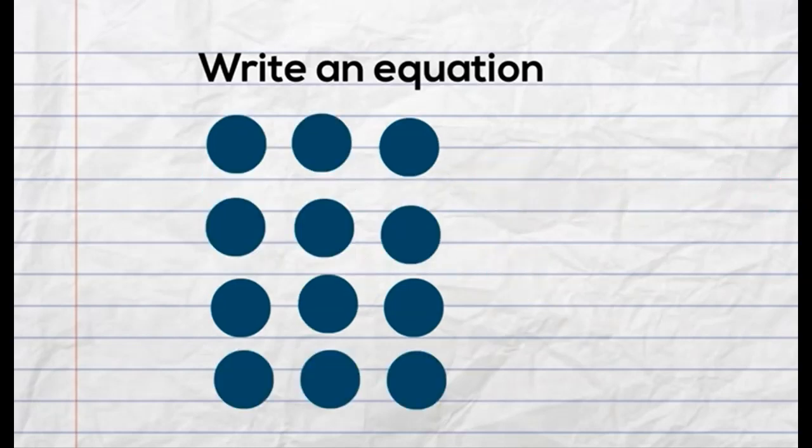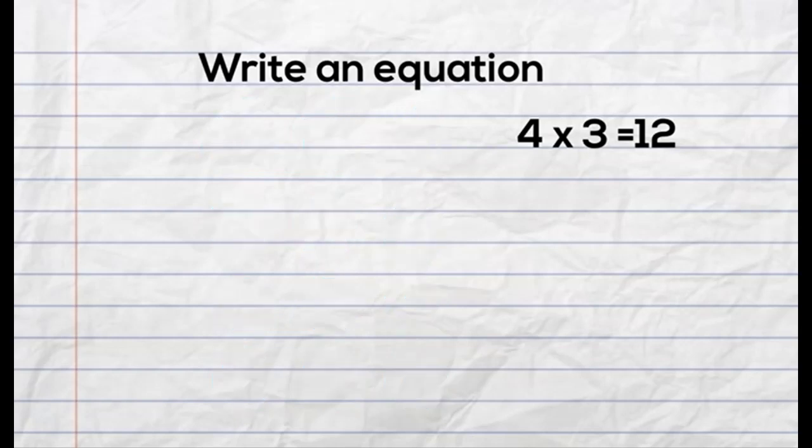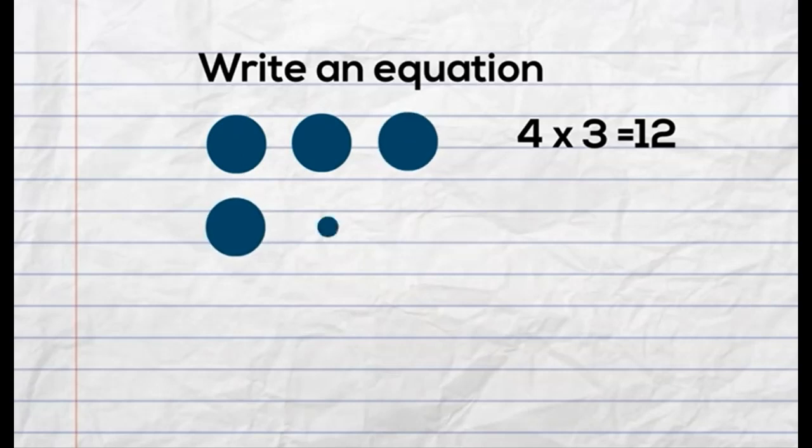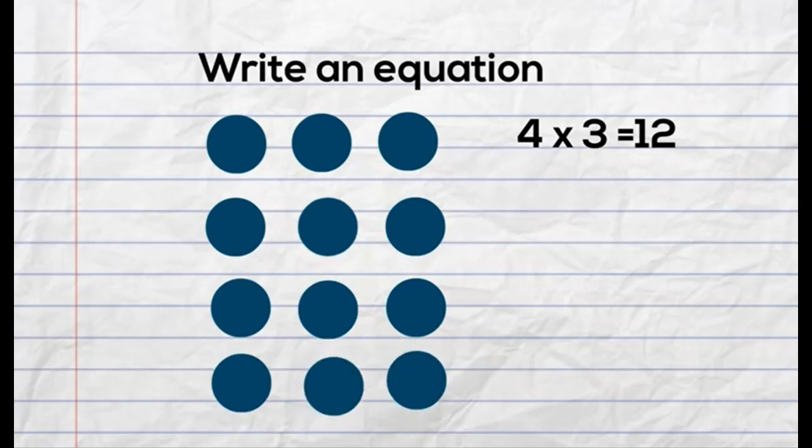So now let's write an equation for this array. Let's first figure out the number of rows. We have 1, 2, 3, 4. So that will give us 4. And now we need to figure out the number of columns, and that is 1, 2, 3. So that will be 4 times 3 equals 12. So now let's check our work. 1, 2, 3, 4, 5, 6, 7, 8, 9, 10, 11, 12. So 4 times 3 equals 12.